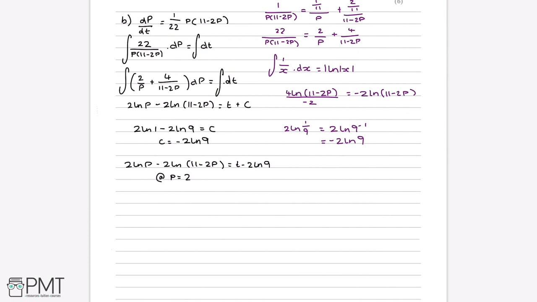Now, if we substitute these values in, so 2 log of 2 minus 2 log of 11 minus 4, which is 7, is equal to t minus 2 log of 9, and we put this into our calculator and rearrange, we find that t is equal, and this is to 3sf, to 1.89 years.